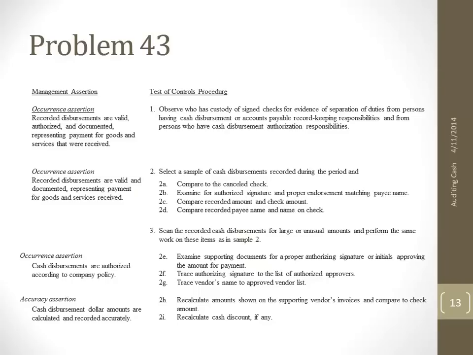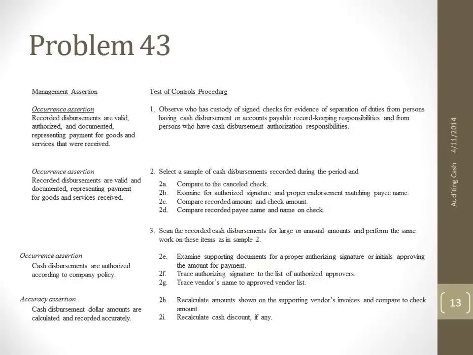So you want to look at what that chart is like and make sure that people are authorizing purchases in accordance with the company's policy. You could examine supporting documents for proper authorization, tracing the authorized signature to the list of authorized approvers, and tracing the vendor name to the approved vendor list. We'll talk more about some of these more detailed controls, such as the vendor list, when we talk about the acquisition cycle.